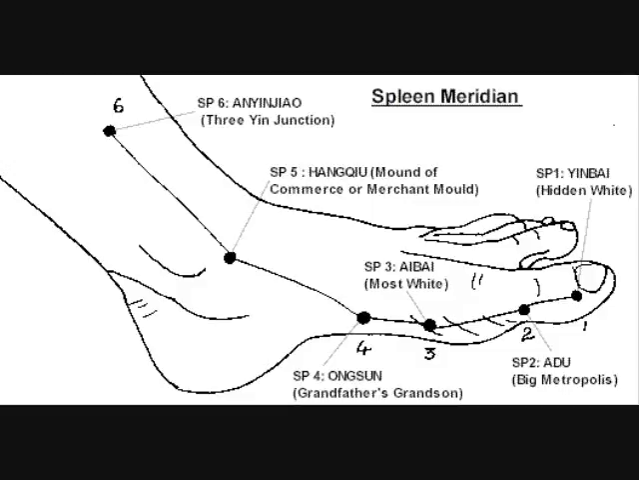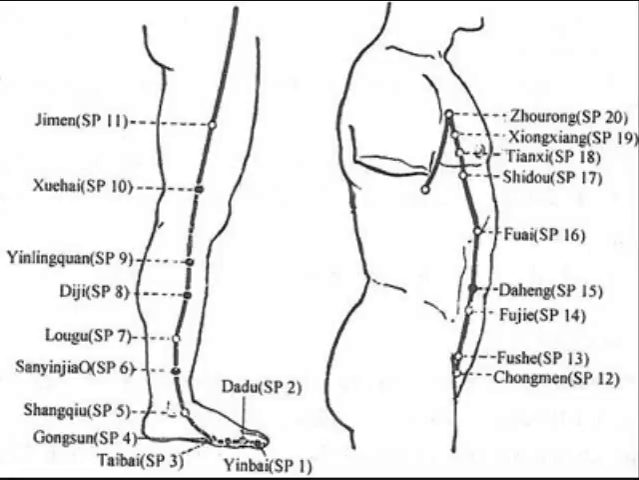Spleen channel. Point locations. Spleen 1. On the medial side of the great toe, 0.1 cun posterior to the corner of the nail. Spleen 2. On the medial side of the great toe, distal and inferior to the first metatarsodigital joint at the junction of the red and white skin.